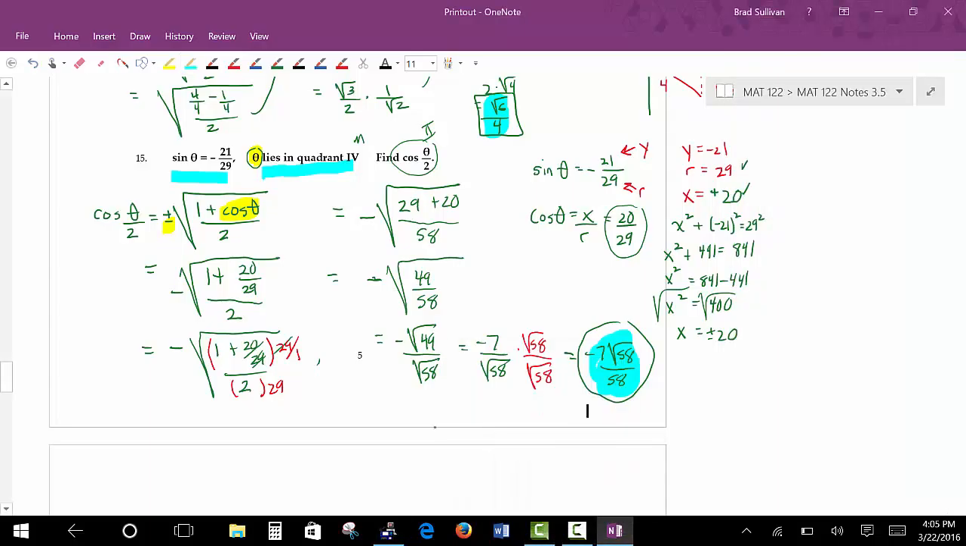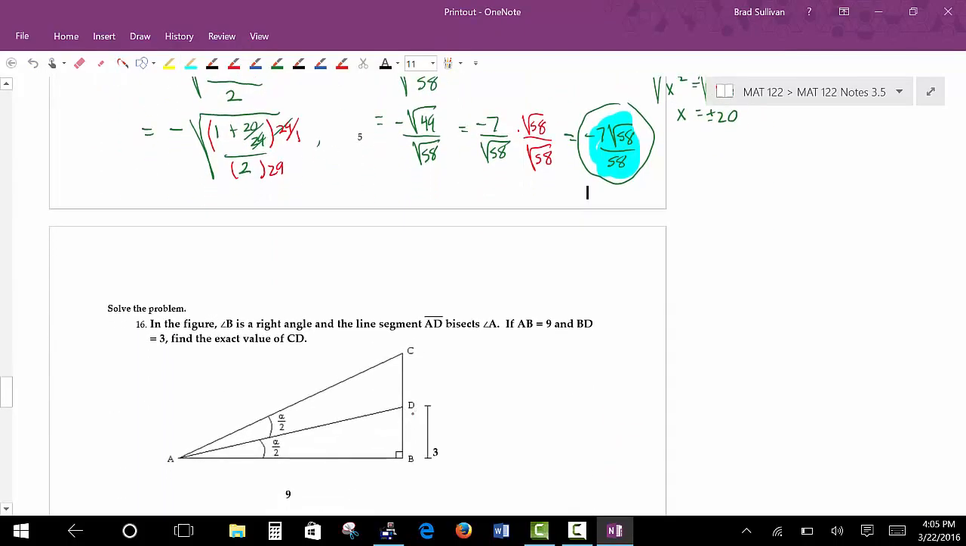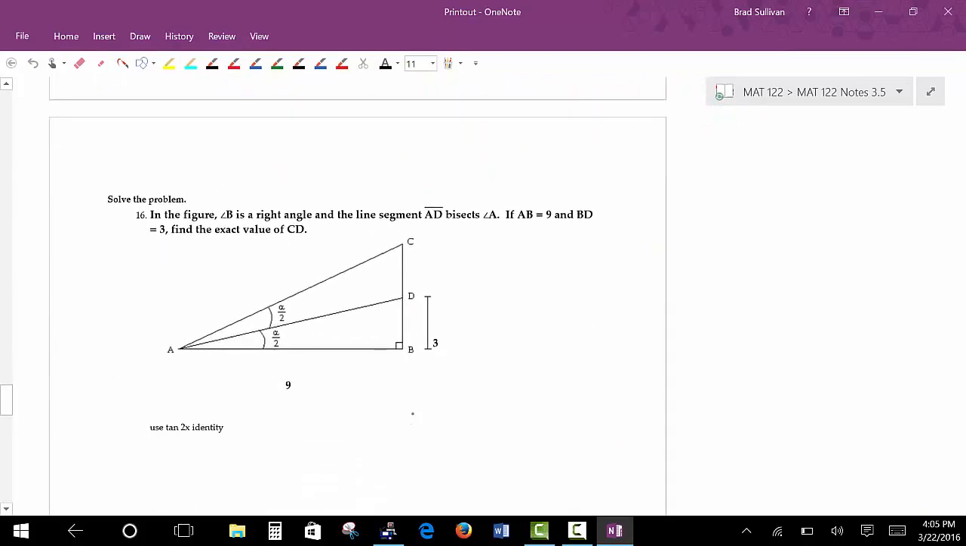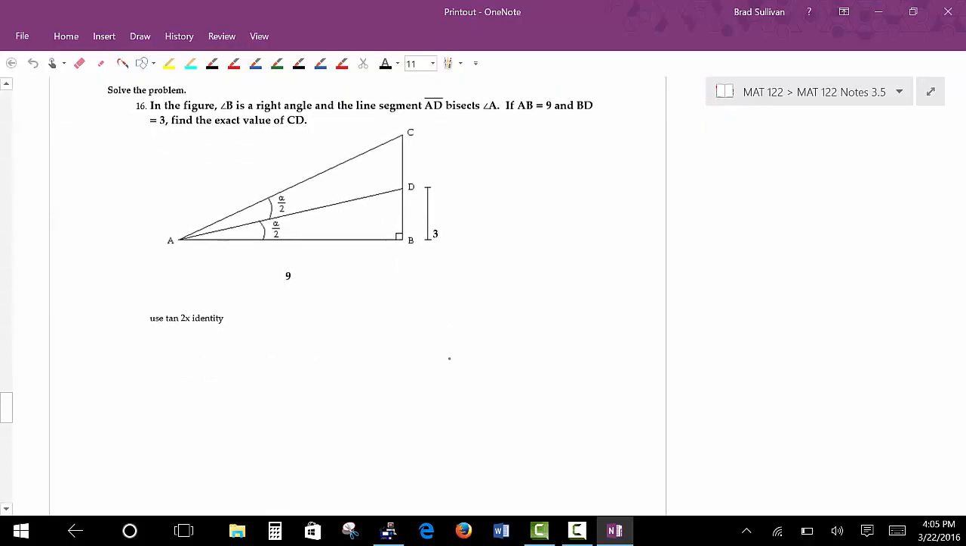All right. Now let's move on to the next page and finish up with a couple more things here. Okay, this problem right here, you have to look at a certain way, and I had written down a hint that we want to do the tangent double angle identity. The reason for that is it looks like we have two of the same angles right there.